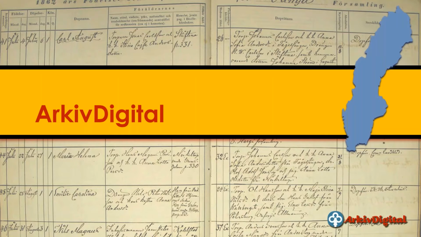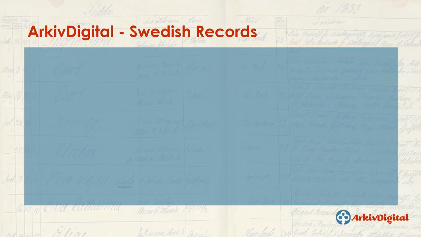Now I'm going to give you a brief run through on some of the records in ArkivDigital. It's the premier source for Swedish records. It's a subscription site, obviously. So what is ArkivDigital? Well, ArkivDigital is just a repository for the Swedish records. The Swedish records are known as the church books because they were kept by the priests. They weren't kept by a government.